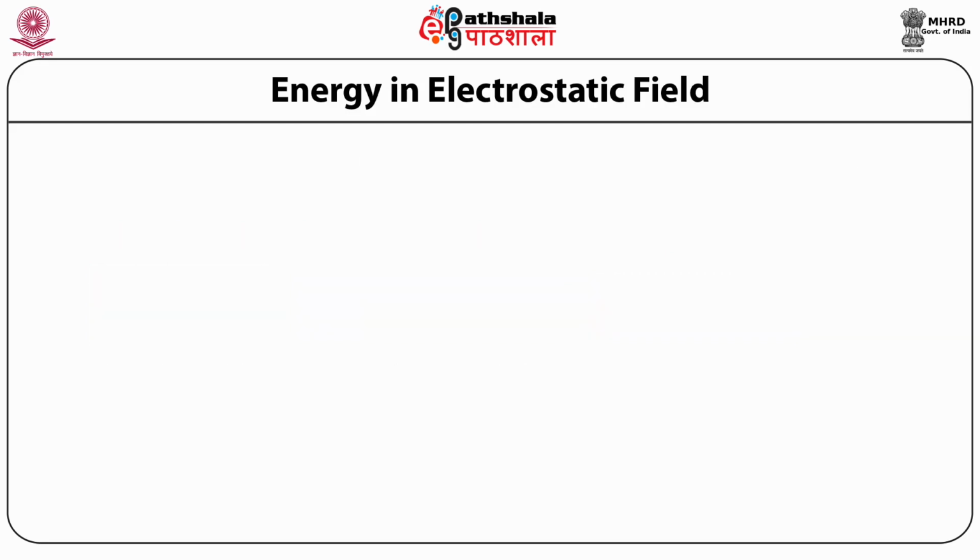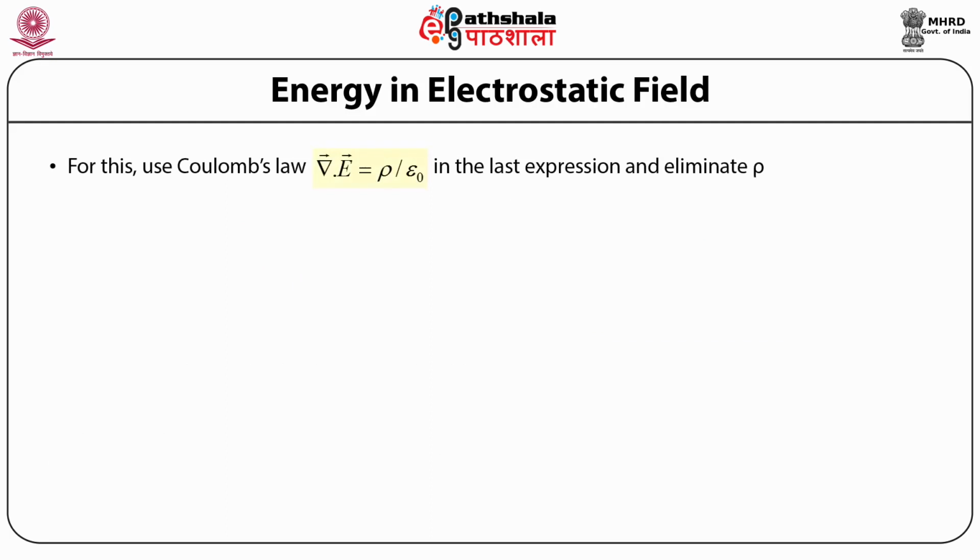And for doing this, we again use the Coulomb's law, which is also the first of the Maxwell's equations and also referred to as the Gauss's law of electrostatics, which can be expressed as the divergence of the electric field is equal to rho upon epsilon naught, where rho is the charge density. And using this definition of the divergence of the electric field, we will eliminate in the last of the three expressions of the energy in the electrostatic field the quantity that is the charge density rho.